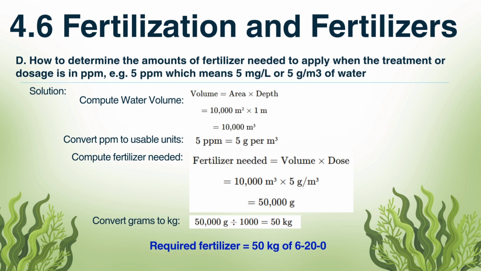Then the third step is to compute the fertilizer needed. Multiply the volume by the dose, that is 10,000 cubic meters times 5 grams per cubic meter. This equals 50,000 grams. Then the last step is to convert the grams to kilograms. So divide by 1,000, that gives us 50 kilograms. Therefore, the required fertilizer is 50 kilograms.